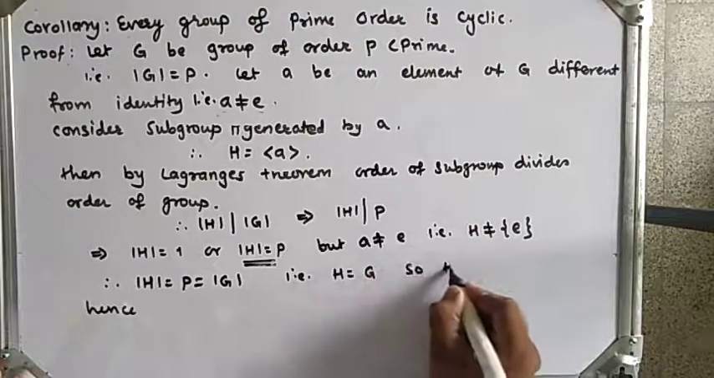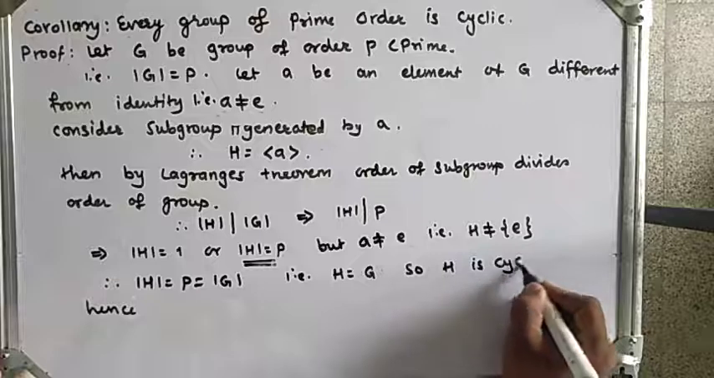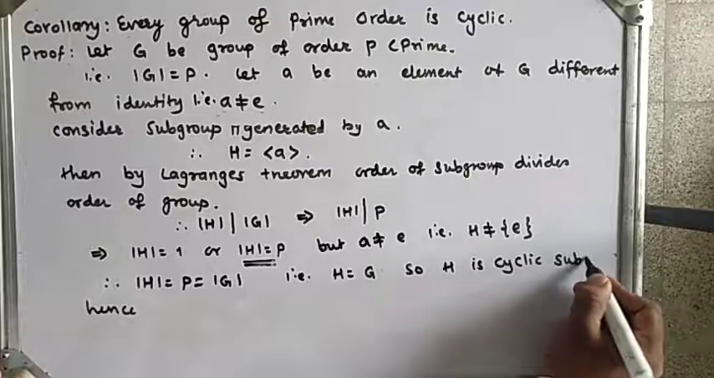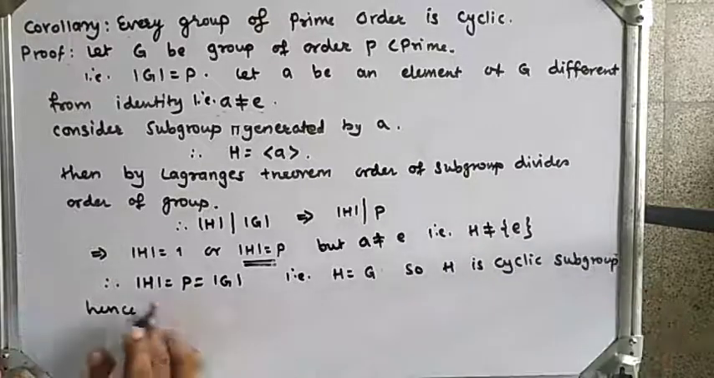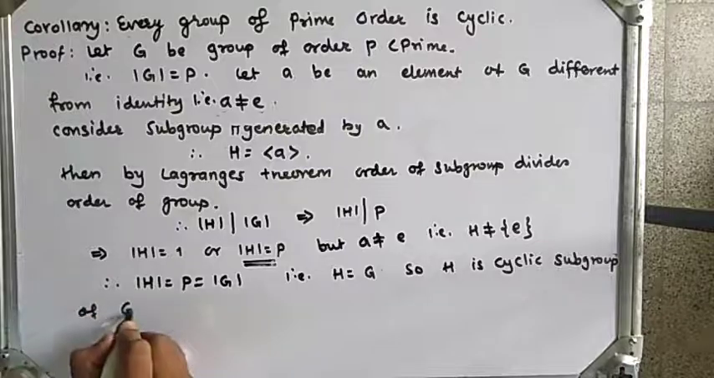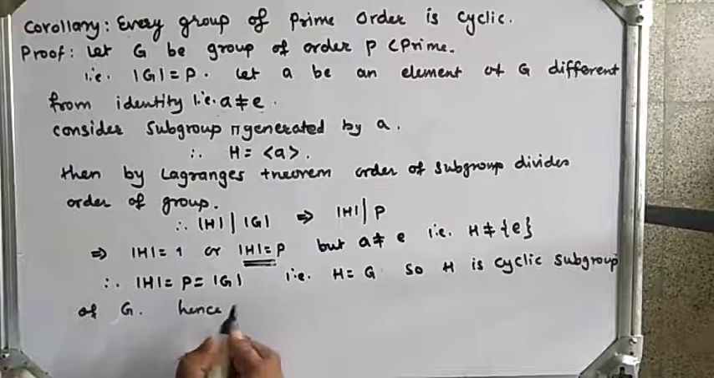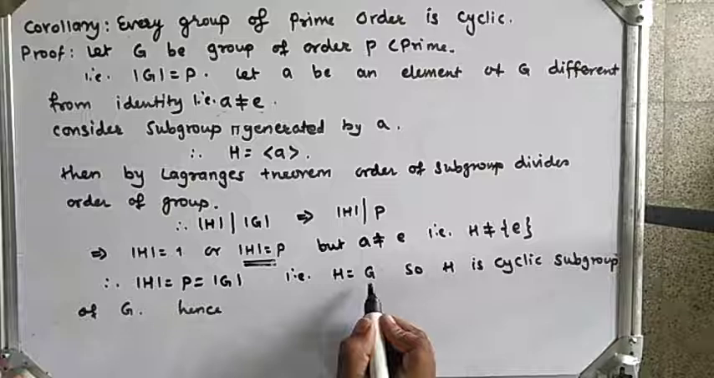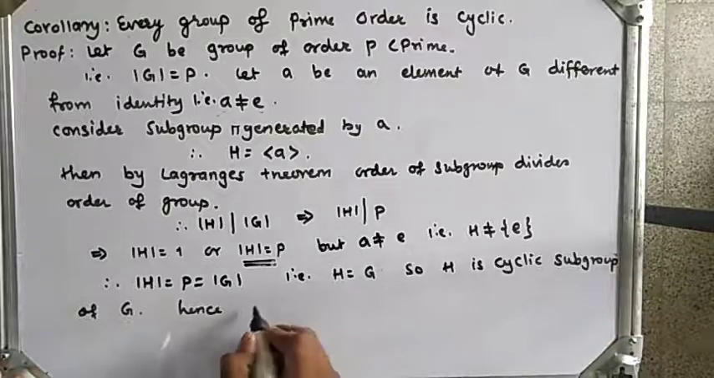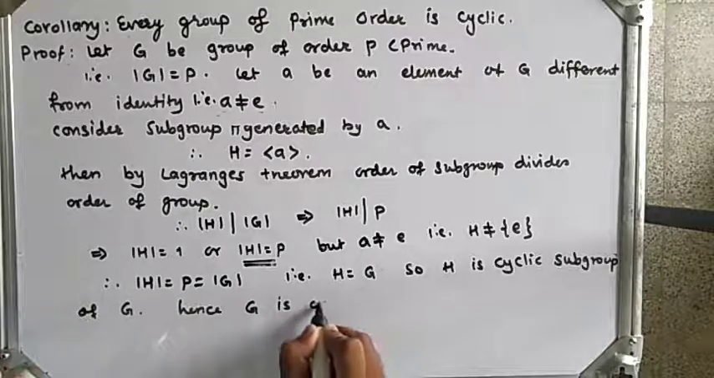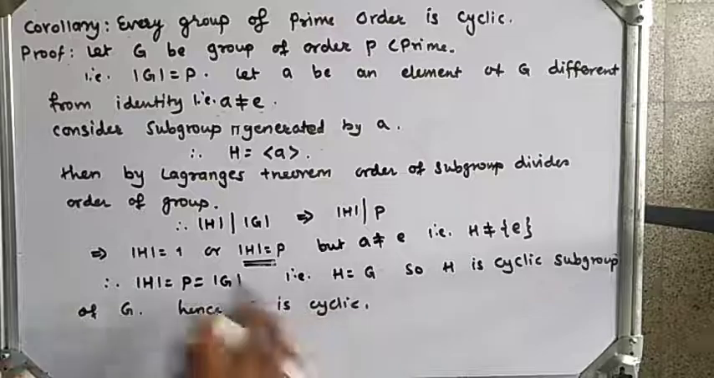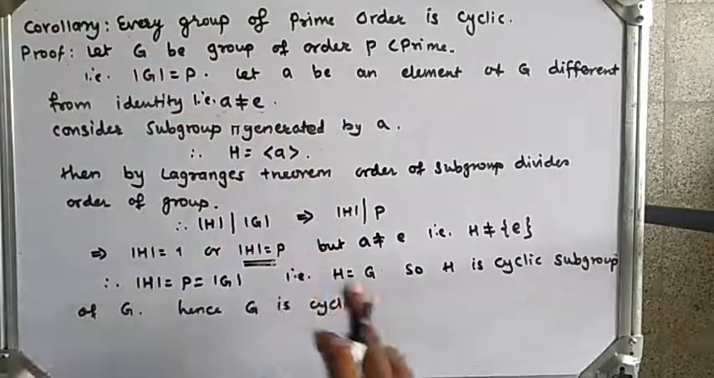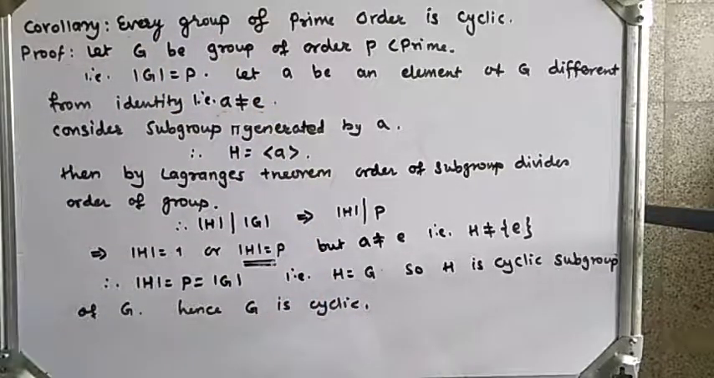So H is a cyclic subgroup of G. H is not a trivial subgroup, so H is equal to G. Hence G is cyclic. So if the order of a group is prime, then it is always cyclic. Hence the proof. Okay, we will stop here.